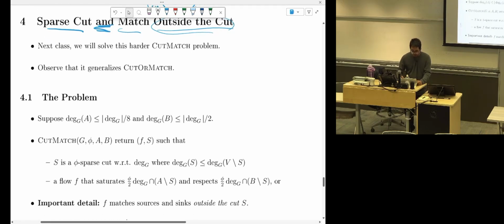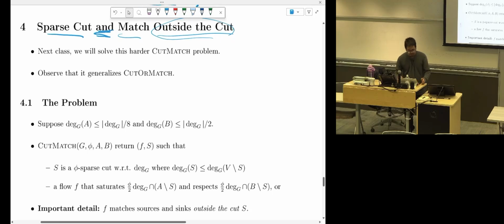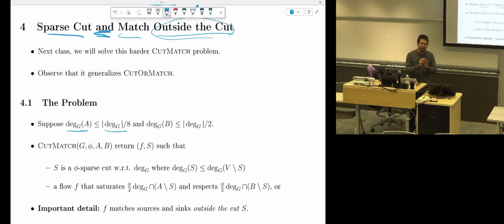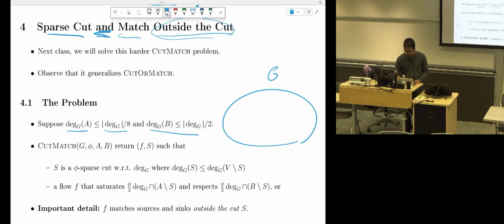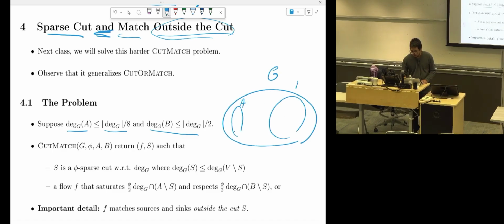The problem is defined like this. Let's say that I give you A, where A is quite significantly small. Not just smaller than B, but smaller than B by quite a bit. B is at least half, A is less than half by quite a bit. We have a graph, you have A, you have B. It will find some cut. This cut can be empty. Okay, return S. If it's returned, this is phi sparse.